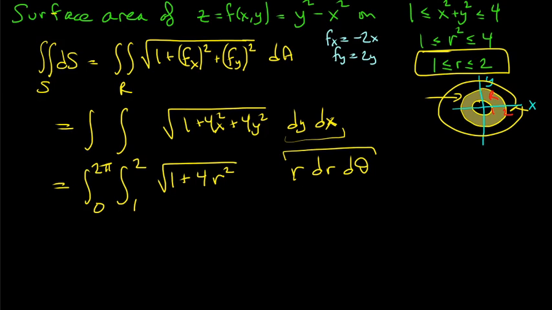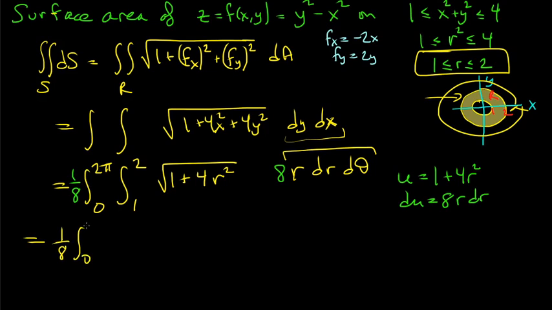So we can just do an ordinary substitution. u is 1 plus 4r squared. du will be 8r dr. So we need an 8 here, and then just divide by 8 on the outside. So 1 over 8, integral from 0 to 2 pi, which we could do separately, but we'll do later. Then we're just going to integrate the square root of u du, and then we'll do the theta. So this is only for r.